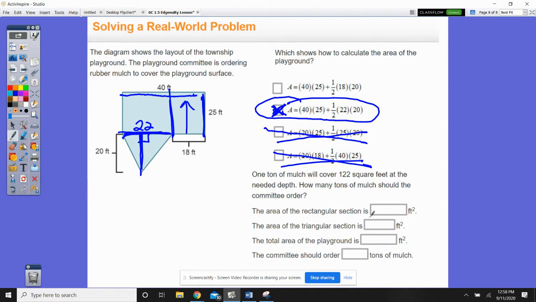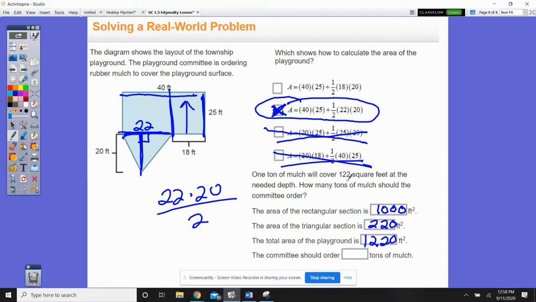One rectangular section was 40 times 25. That is 1,000. The triangle section was 22 times 20 divided by 2. So 22 times 20 divided by 2 is 220. And that gives us a whole area of 1220.